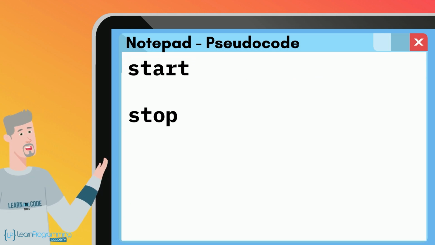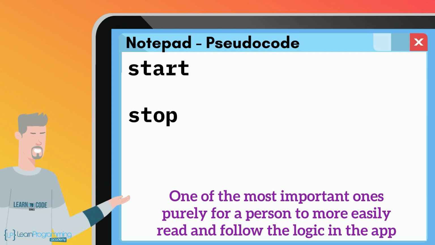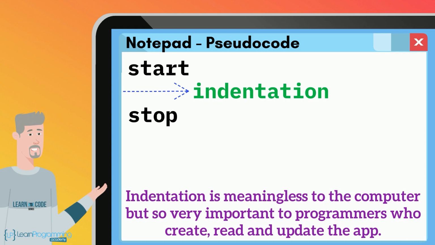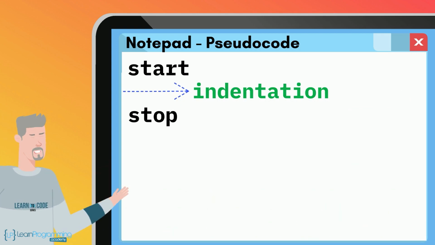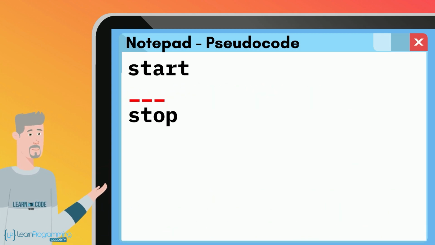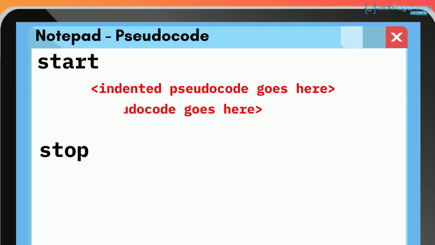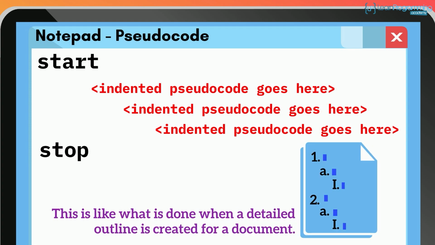There's lots of best practices for programming. One of the most important ones, purely for a person to more easily read and follow the logic in the app, is indentation. Indentation is meaningless to the computer, but so very important to programmers who create, read and update the app. So all our pseudocode will be indented, 4 spaces or a tab press as an example, with the start-stop words. There can also be multiple layers or levels of indentation depending on the complexity of pseudocode or a real program. This is like what's done when a detailed outline is created for a document.